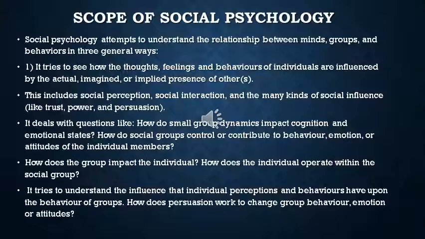This includes social perception. Social perception means how we understand or comprehend others, the people who are surrounding us. And social interaction, the interaction between the individual and other people in the society. And the many kinds of social influence that affect us when we have social relationships, like trust, like power, and persuasion, how we can be convinced.